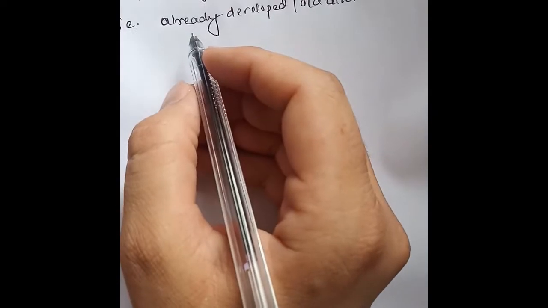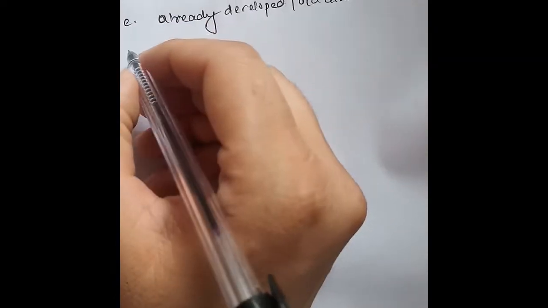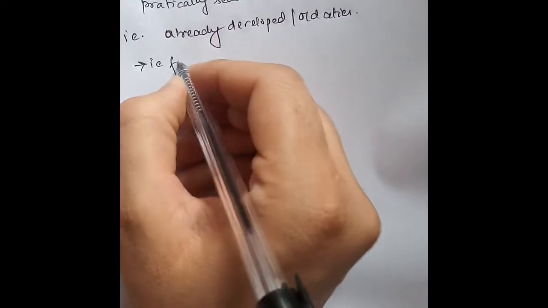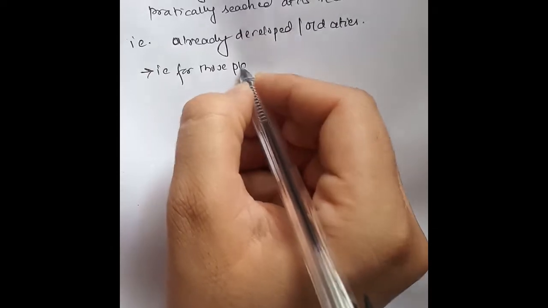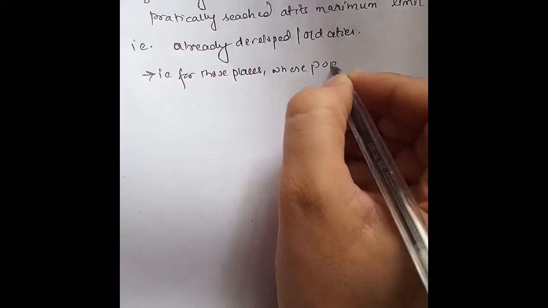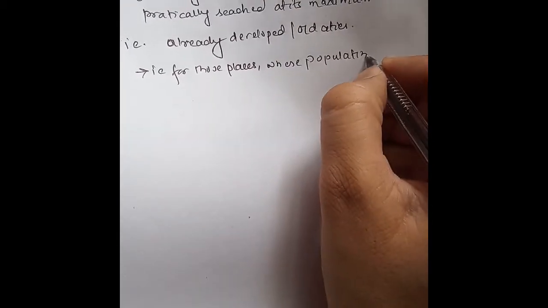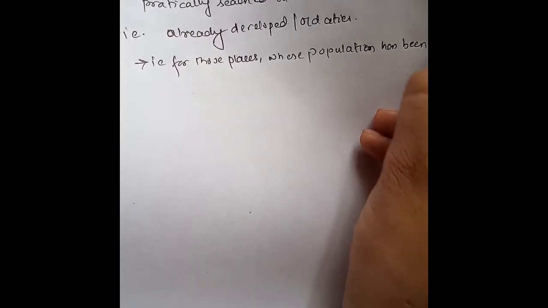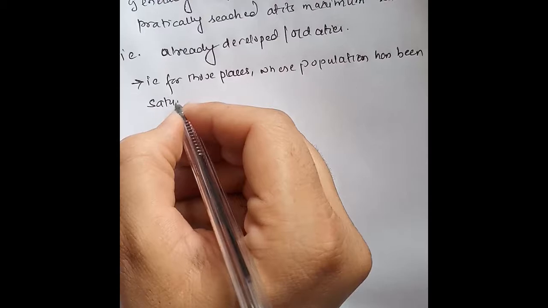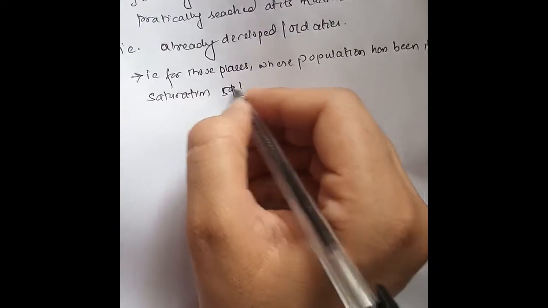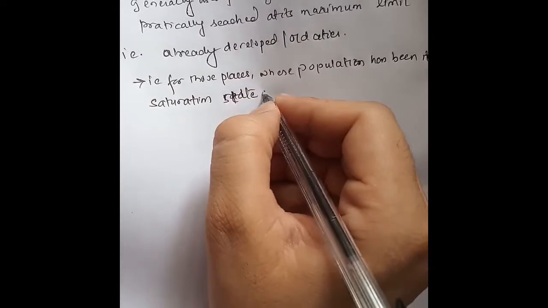Likewise, we can say that it is used for those places where population has been in its saturation state. So this is the basic use of the arithmetic increase method.